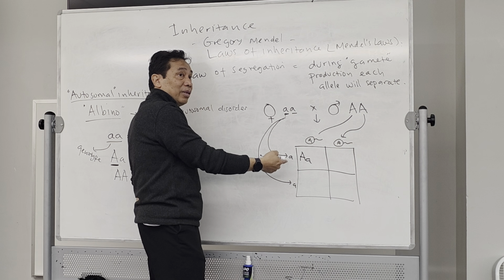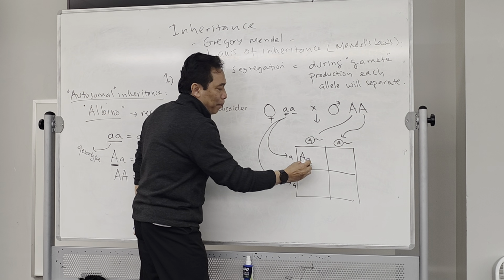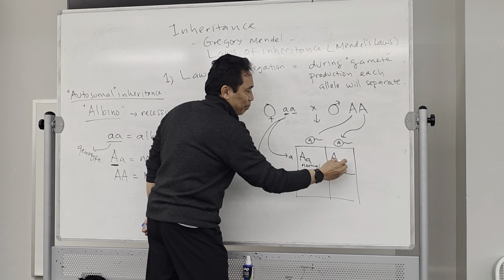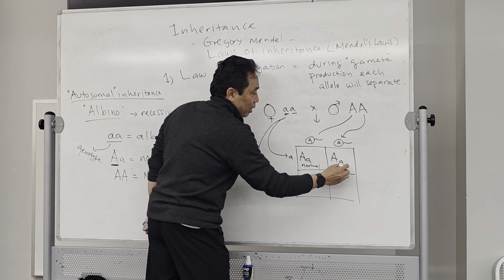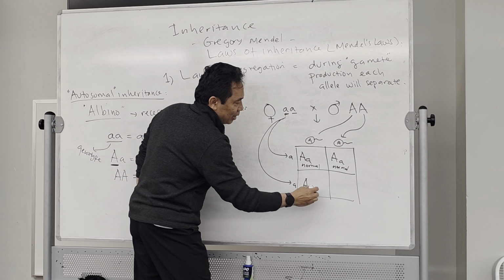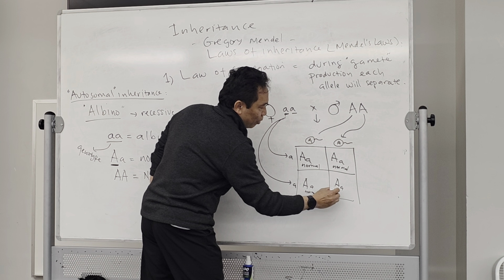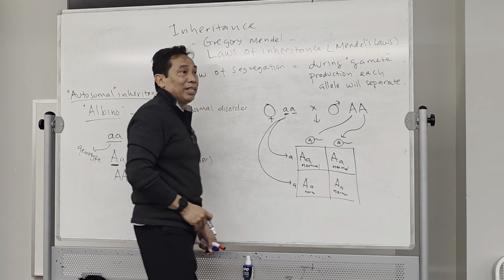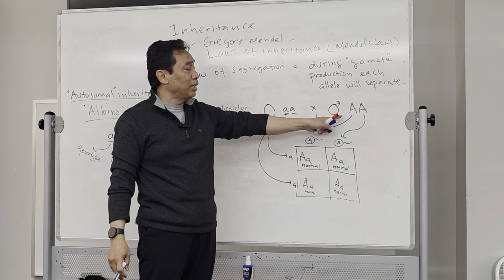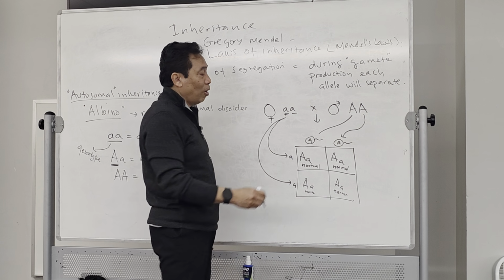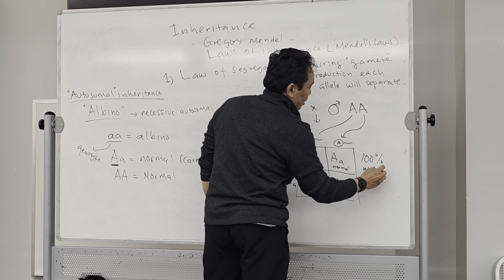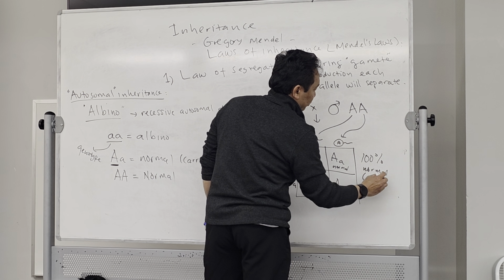So the first child is going to be what? Normal, but carrier. What is the second one? It's going to be the same. Normal, but carrier. And the third one is the same. Normal, but carrier. And the last one is going to be the same. It means that if a mother that is albino is married with a husband that is normal, homozygous dominant, all their children, 100%, will be normal, but carrier.